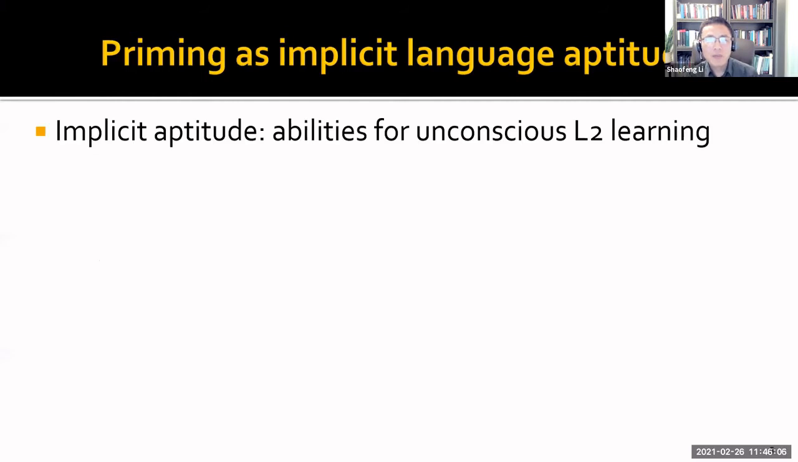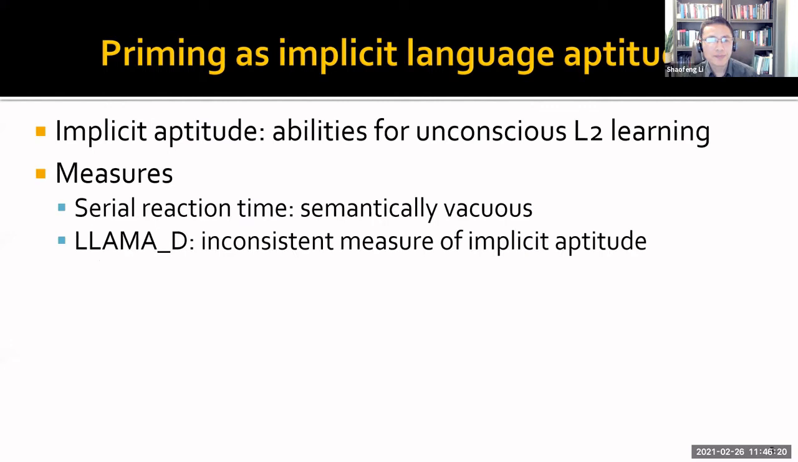Okay, so the focus of this study is whether priming can be used as a measure of implicit language aptitude. Implicit language aptitude refers to a cluster of abilities for unconscious second language learning. Implicit aptitude has been measured by using serial reaction time tasks and LLAMA-D. SRT, or serial reaction time, has been found to be predictive of learning outcomes. However, the test appears unrelated to language learning, which involves form-meaning mapping. And LLAMA-D has been found to be an inconsistent measure of implicit aptitude.